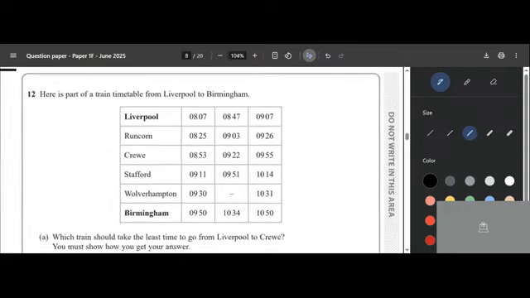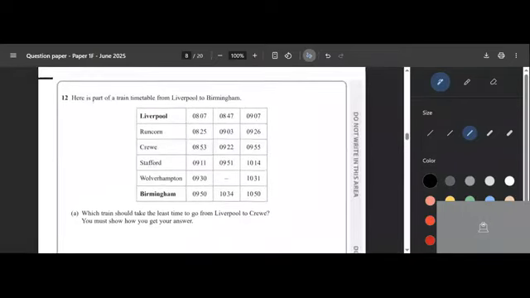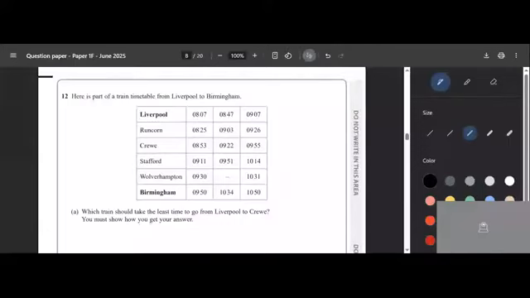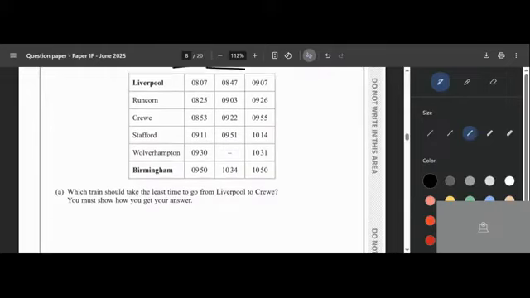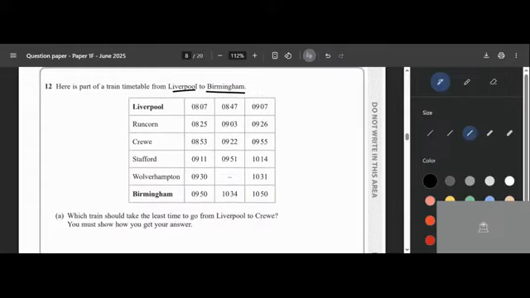Then we also have a table here. I'm told that these are part of a train timetable from Liverpool to Birmingham. Which train should take the least time to go from Liverpool to Crewe? From Liverpool here to Crewe. So in Liverpool, we have got 3 trains.